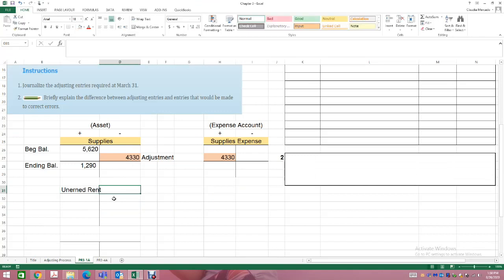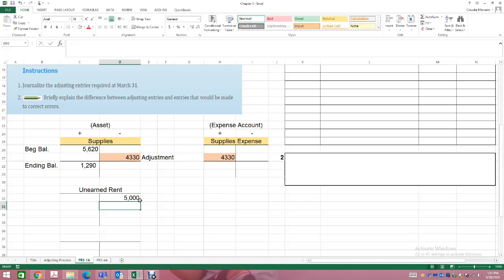Unearned rent. We're going to merge it. Okay, so my unearned rent is going to be, I misspelled earned. Okay, here we go. Unearned rent. So my unearned rent balance is $5,000.